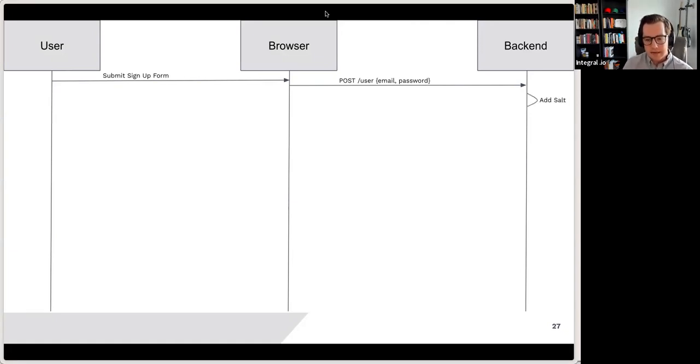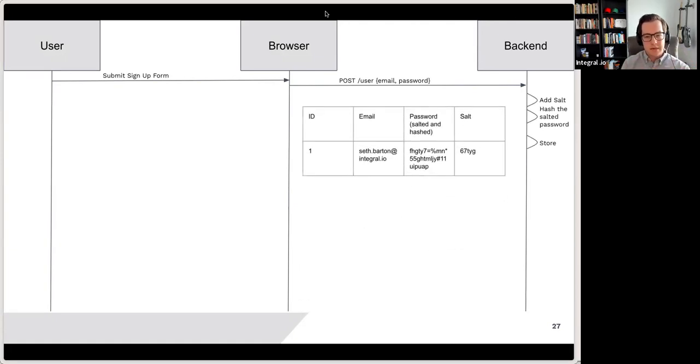Now, the backend is going to add that salt that we talked about. It's going to take the password, append the salt to it. It's going to hash the whole thing and then store that in the database. And so what you end up getting in your database is roughly something that looks like this. You'll probably have a lot more columns for a user's table. This is a simplified version.